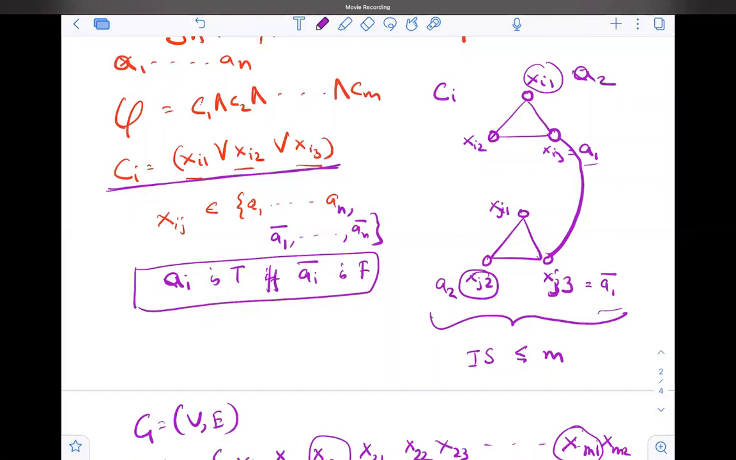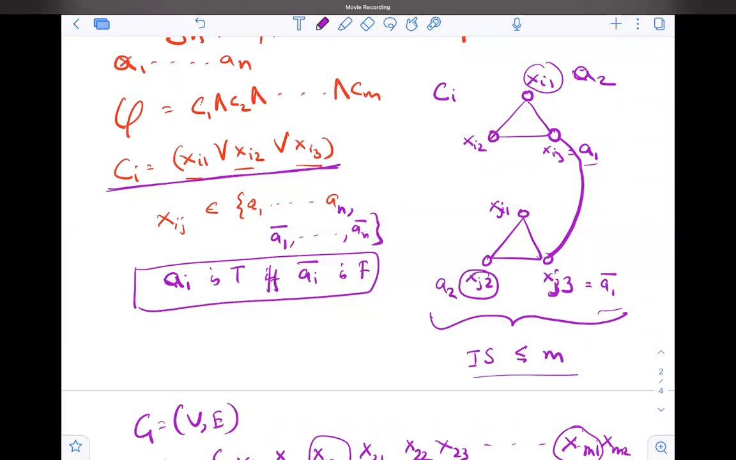Now, when is this independent set more? Can this independent set be equal to M? Is it possible that the independent set is equal to M? Yes. What does it mean? Independent set is equal to M? That means that we have a solution. In all these M triangles, there's no connection at all.